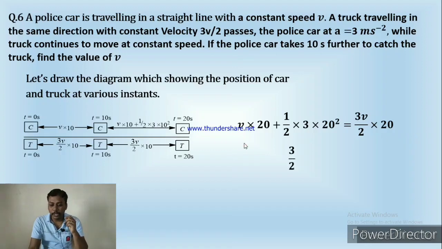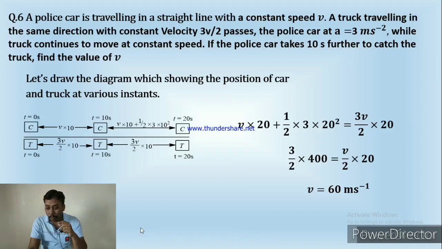So simplify it. If we simplify it, 3 by 2 into 400 is equal to v by 2 into 20, and the final answer is 60 meter per second. So here, why this formula is used: this is the distance by the car after 20 seconds, and this is the distance by the truck after 20 seconds. Here we use the formula S is equal to ut plus half at square, and here we use the formula velocity into time. So v is 60 meter per second, and the correct answer is option B.